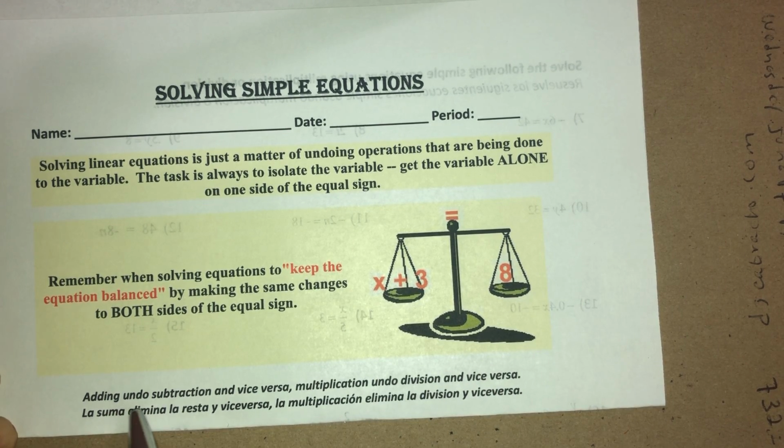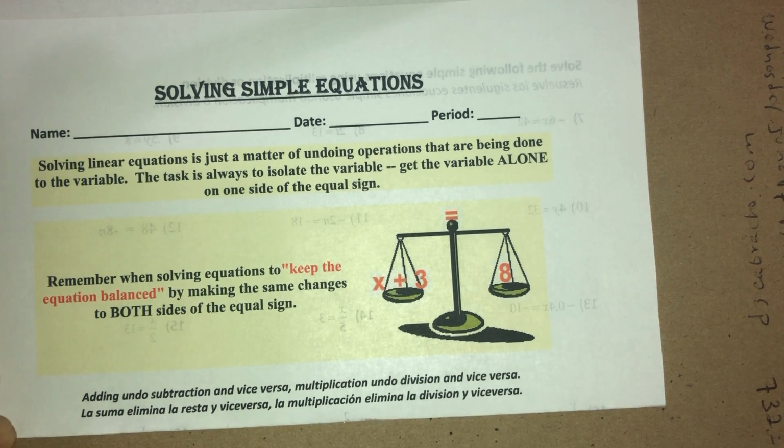Addition undoes subtraction and vice versa. Multiplication undoes division and vice versa. That means that division undoes multiplication and subtraction undoes addition. So I always call those opposite operations, okay?